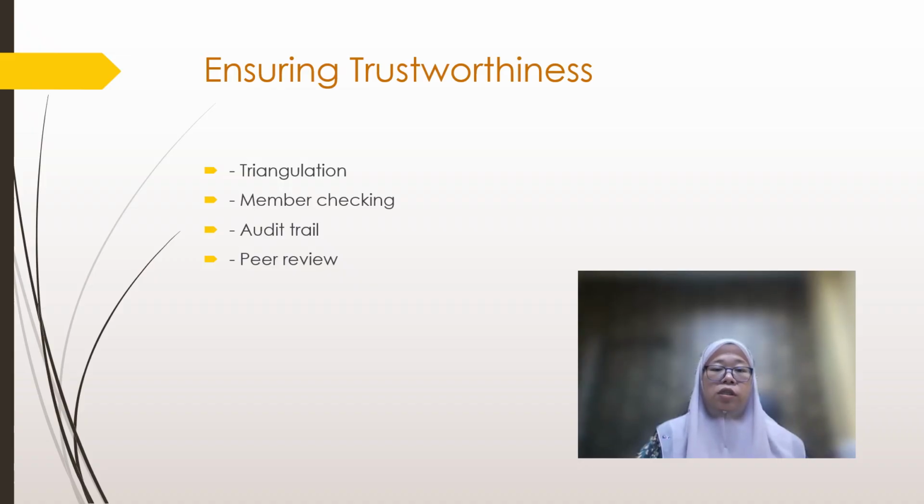Trustworthiness in qualitative research ensures your findings are credible and reliable. Triangulation compares different data sources or methods to validate findings. Member checking involves asking participants to verify whether your interpretation reflects their experiences. An audit trail documents every step that you took during coding and analysis. And finally, peer review allows other researchers to check your codes and your interpretation. These strategies increase confidence in your results and strengthen the quality of your study.